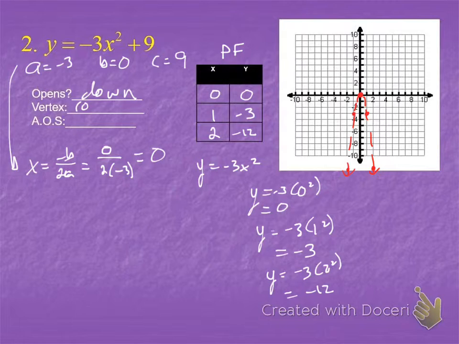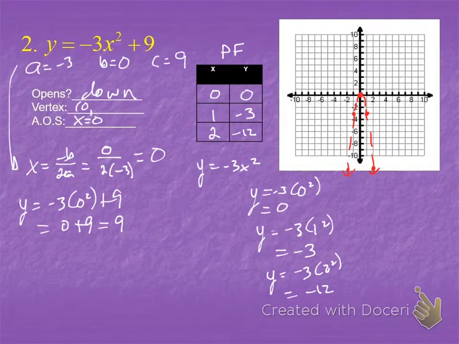Now, since the axis of symmetry is a vertical line that goes through that point, that means it's going to hit the x-axis at 0. So the equation for the axis of symmetry is x equals 0. Now, where is the y-coordinate for the vertex? Well, we got to plug that into our function. So negative 3 times 0 squared plus 9. So 0 plus 9, which is 9.